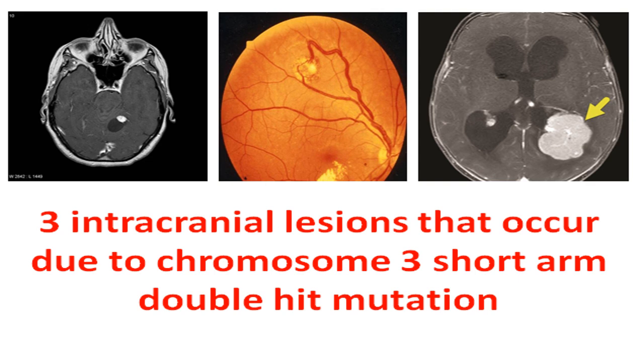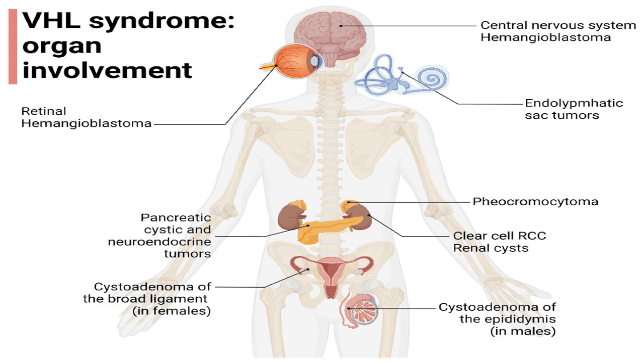The hemangioblastoma, papilloma in choroid plexus, and hemangioblastoma in retina. Also, the disease criteria include endolymphatic sac tumor, renal cell carcinoma, pheochromocytoma, paraganglioma, glomus tumor, neuroendocrine neoplasm, and multiple pancreatic cysts.